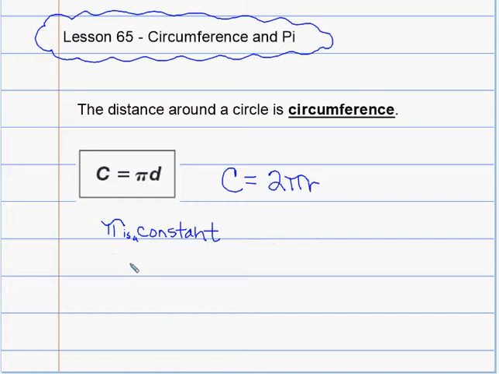We can represent pi as a decimal approximation of 3.14. So it's approximately, okay, not equal to. It's approximately, and that's what that symbol means. Approximately.